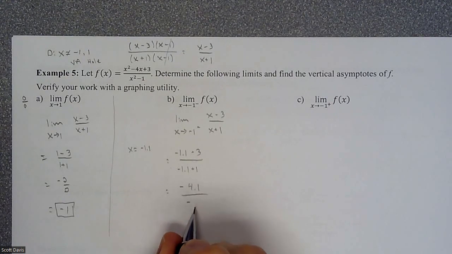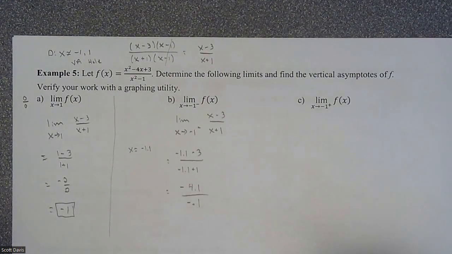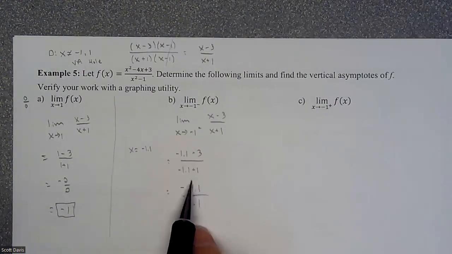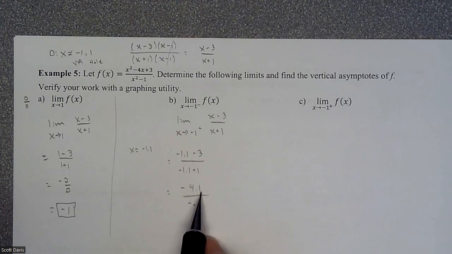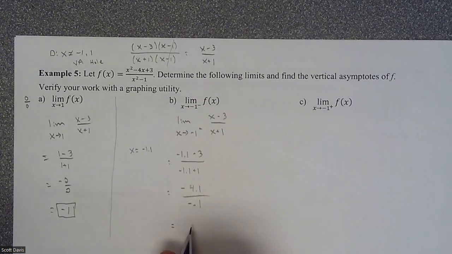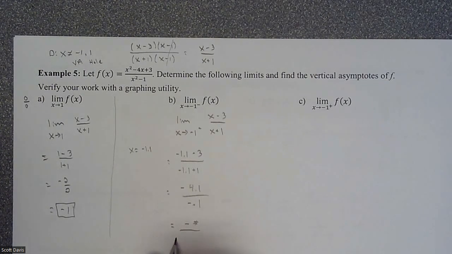And in the denominator, we're getting a -0.1. The idea would be that I plug in another value, maybe -1.01. So the numerator is getting infinitely close to -4, and the denominator is getting infinitely small. That's how we analyze what we've got going on. So we have a negative value divided by a negative infinitely small.